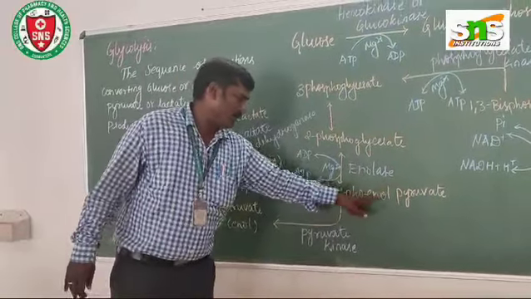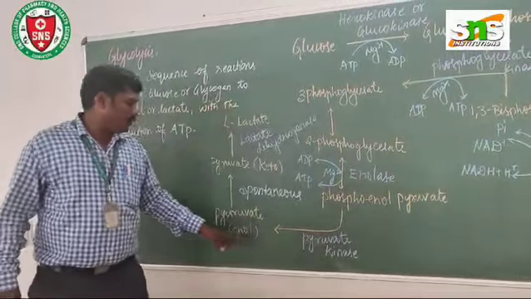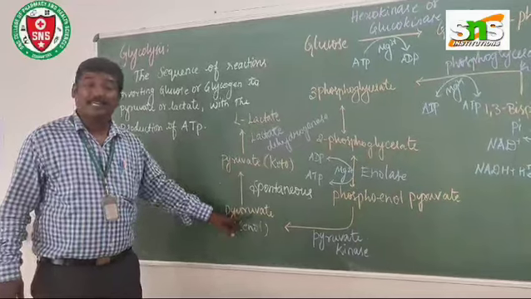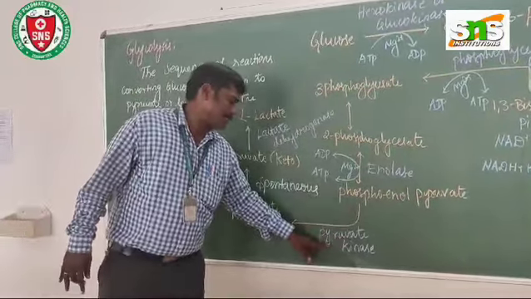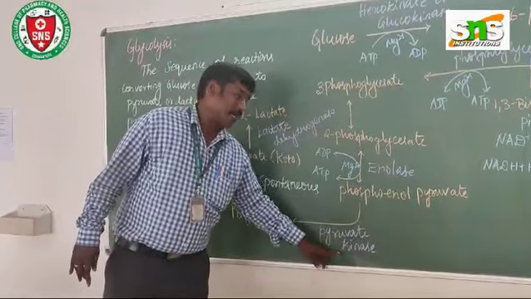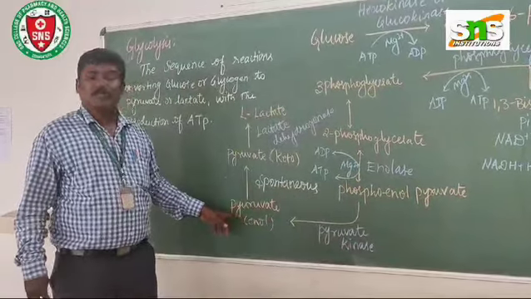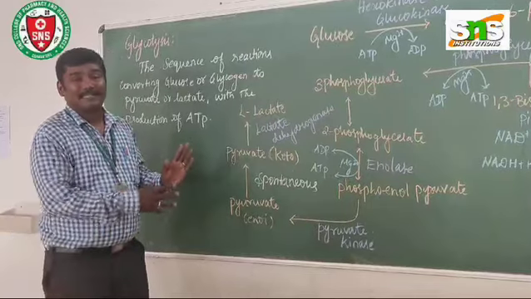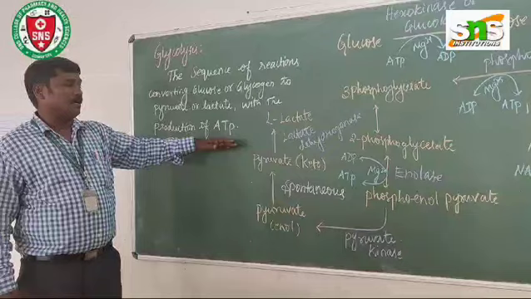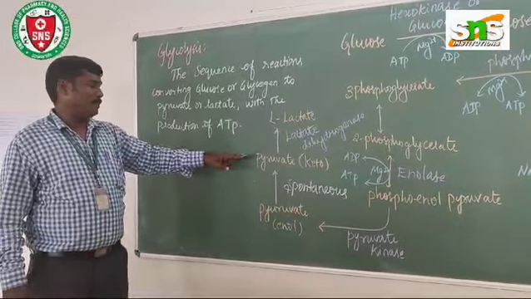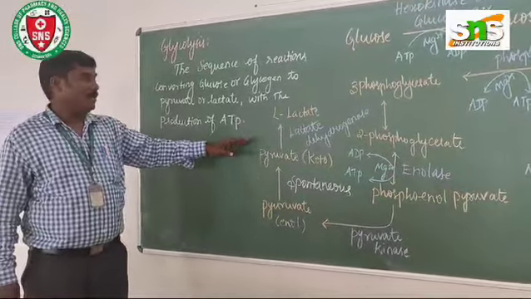This phosphoenol pyruvate is converted into pyruvate. Enol form will be present. This is catalyzed by the enzyme pyruvate kinase. So phosphoenol pyruvate will be converted into pyruvate and enol form will be formed. And by spontaneous reaction, it will be converted into keto form. That is pyruvate keto form will be formed.